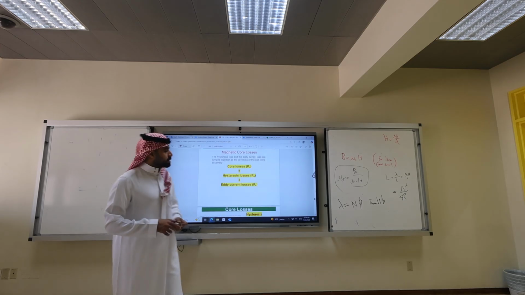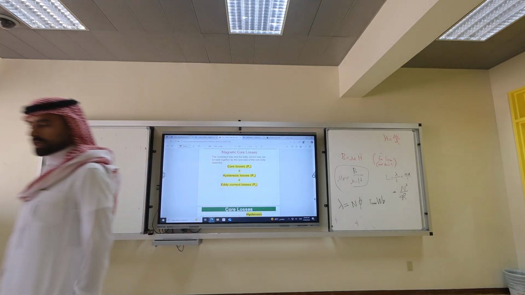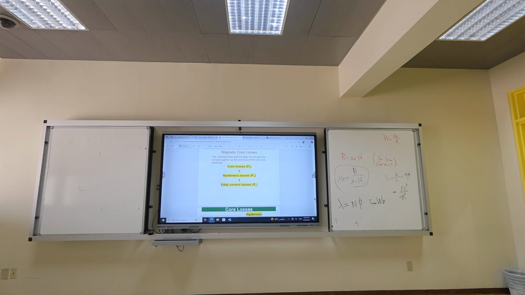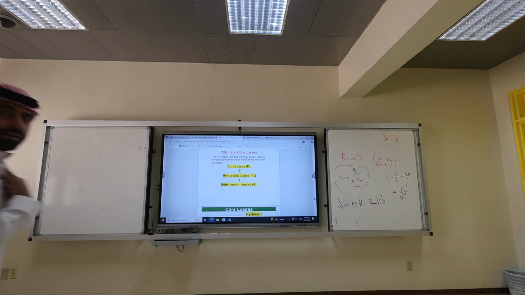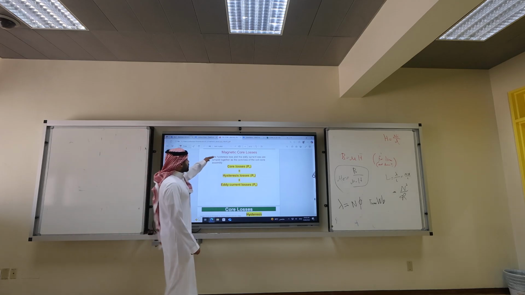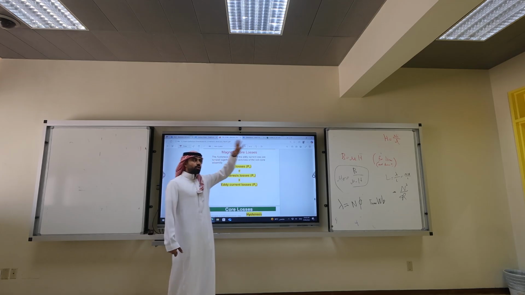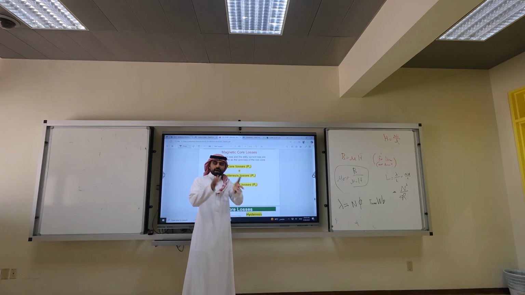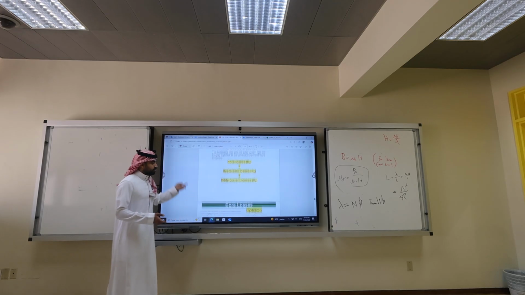Last thing we're going to talk about is magnetic core losses. So what are the core losses? Core losses are heat. Okay. So hysteresis loss and eddy current are the core losses. In simulation software sometimes they tell you core losses, which is hysteresis plus eddy. Today we'll talk about only hysteresis.